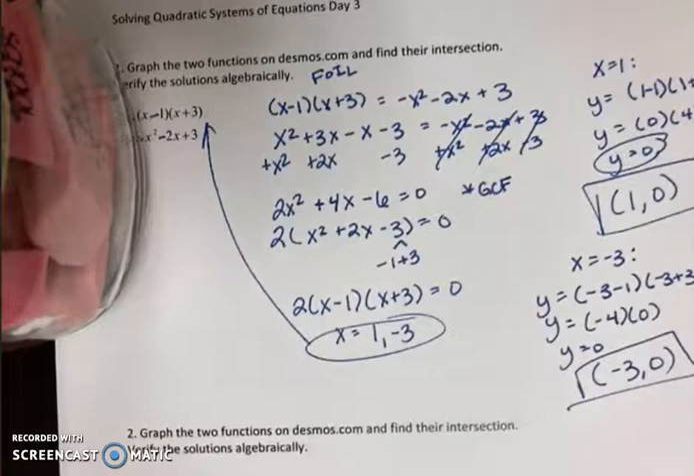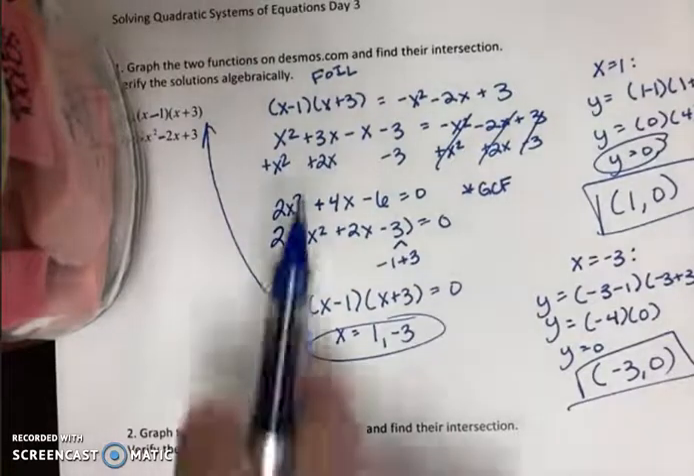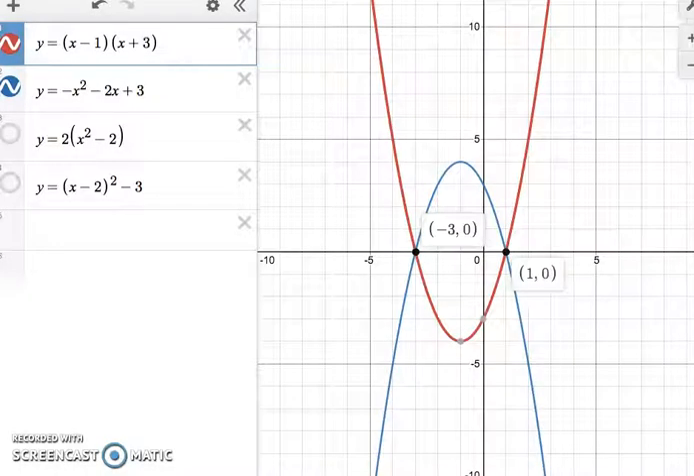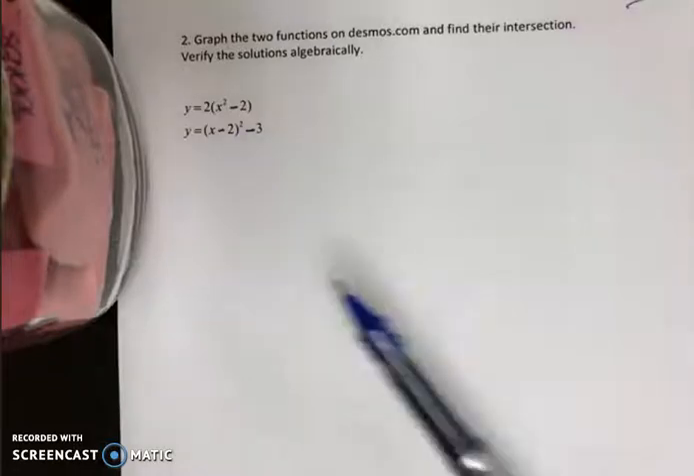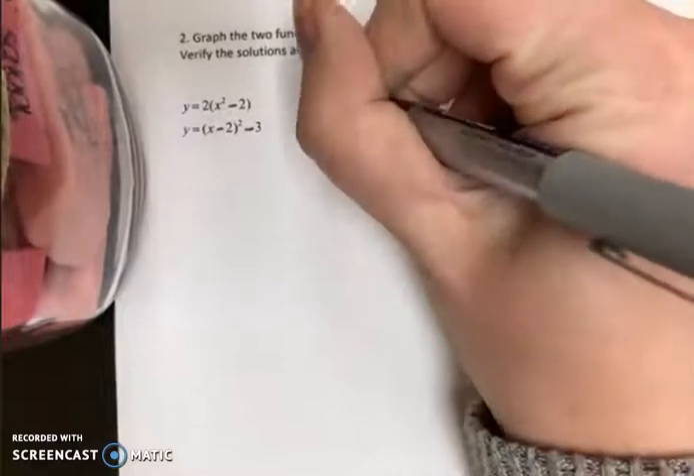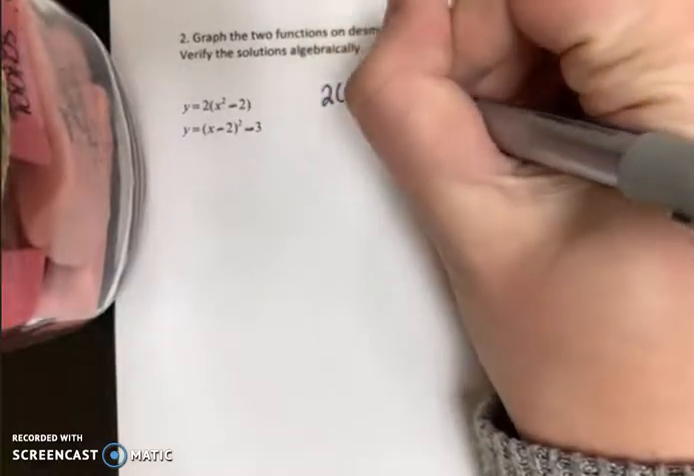So my only difference was I had to FOIL first and solve. Let's check our answer on Desmos real quick. Here you can see that we have (negative 3, 0) and (1, 0). So those are my 2 points of intersection, or my 2 solutions. Number 2, we have 2 equations, both y equals, so let's set them equal to one another.